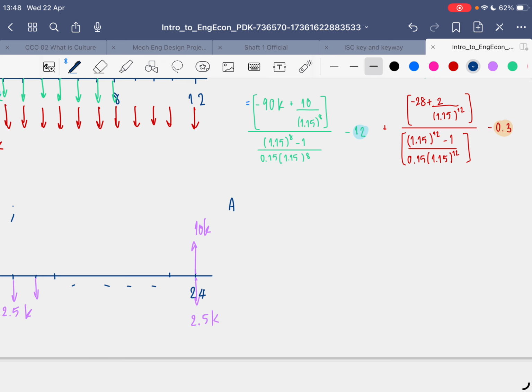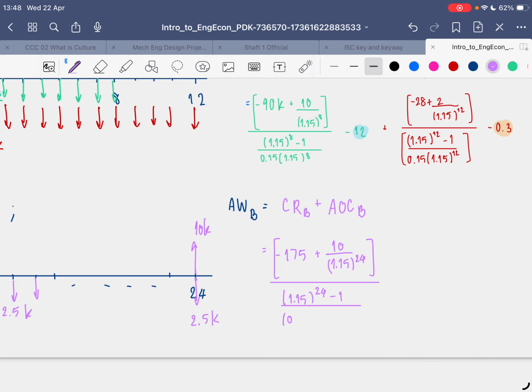annual worth, which is 1.15 to the power of 24 minus 1 divided by 0.15, 1.15 to the power of 24, and then minus 2.5, which is the AOC of option B. And then you will get minus 29,646 as the annual worth of option B. Therefore, you select option B rather than option A.